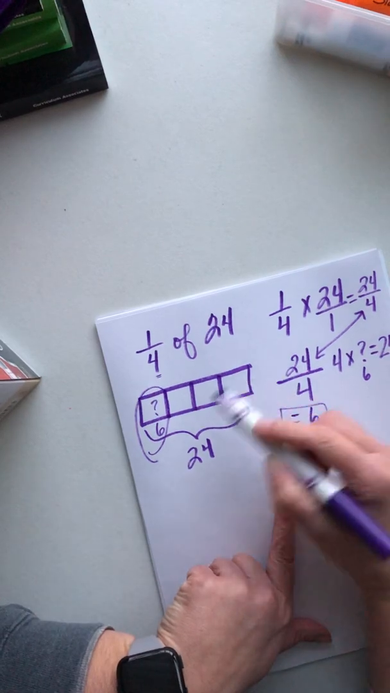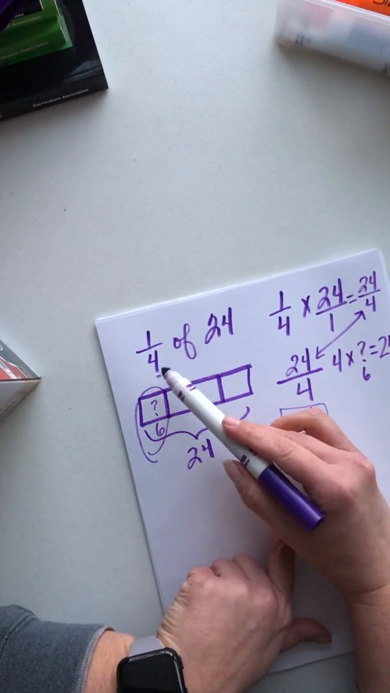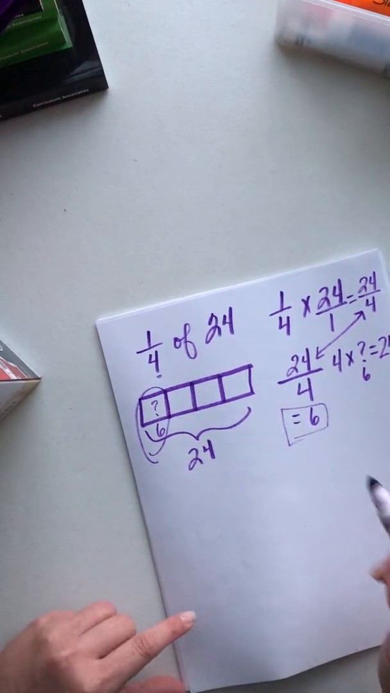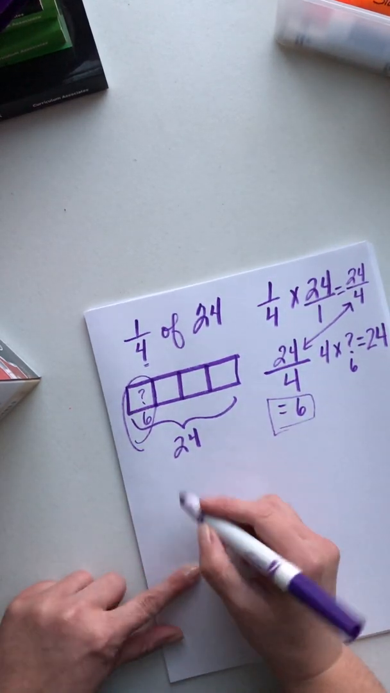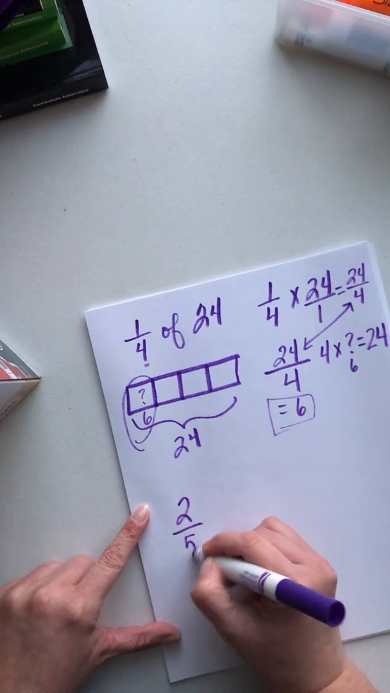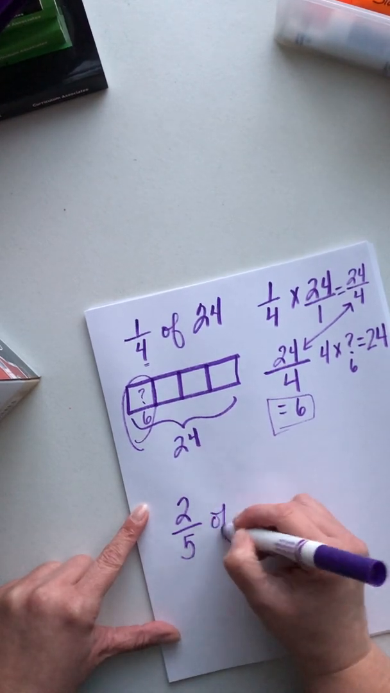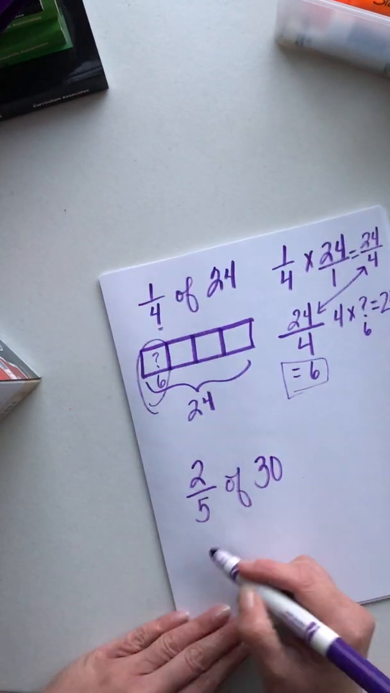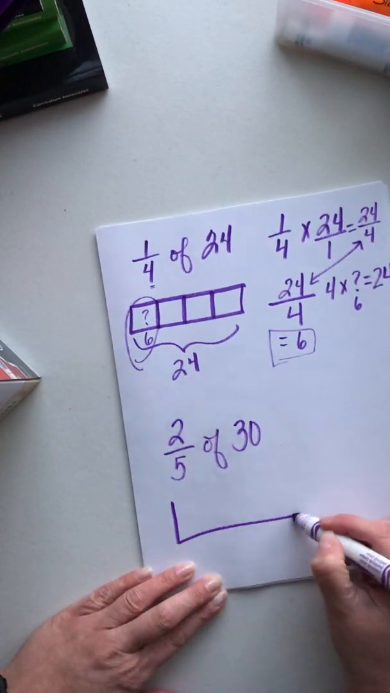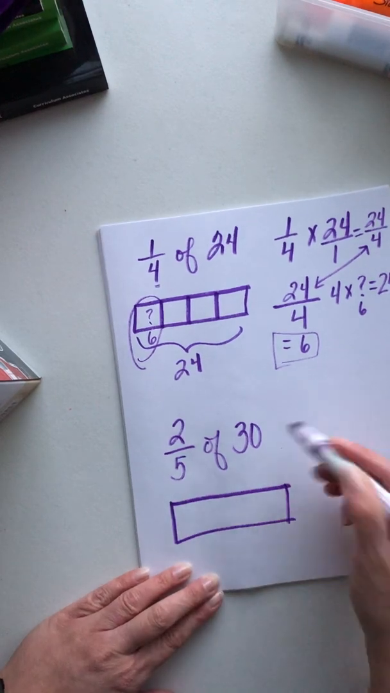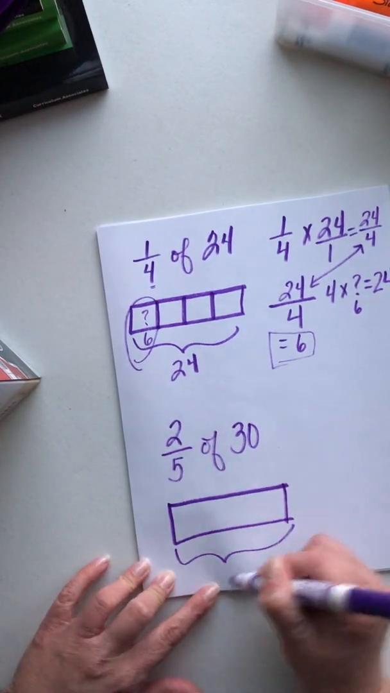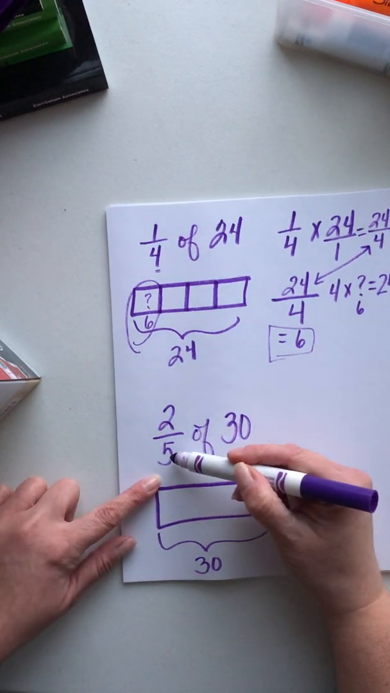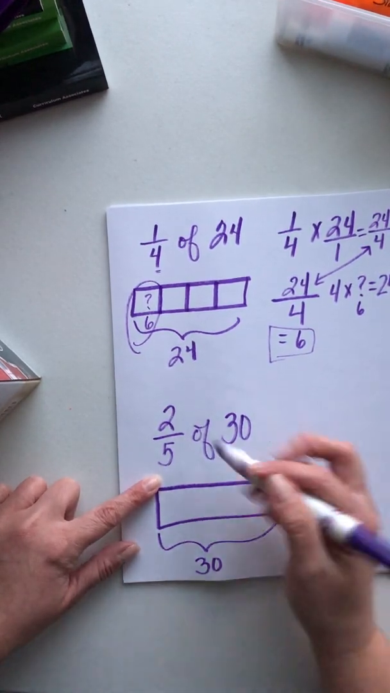Where does this change slightly? Well, what would happen if this wasn't just one of the pieces? What if they set it up with something like 2/5 of 30? You can still set it up with a model. Remember, your whole is your number. And in this case, I have to divide this into 5 equal parts.